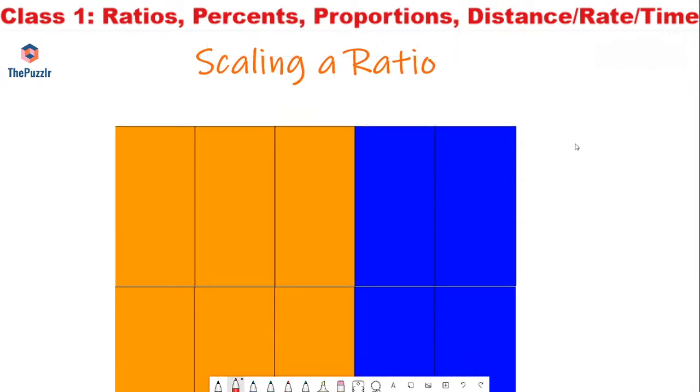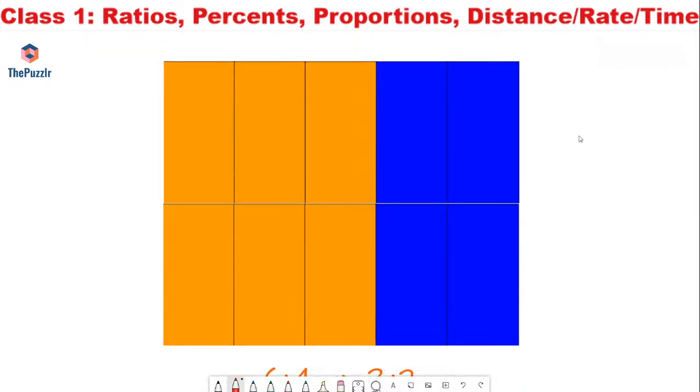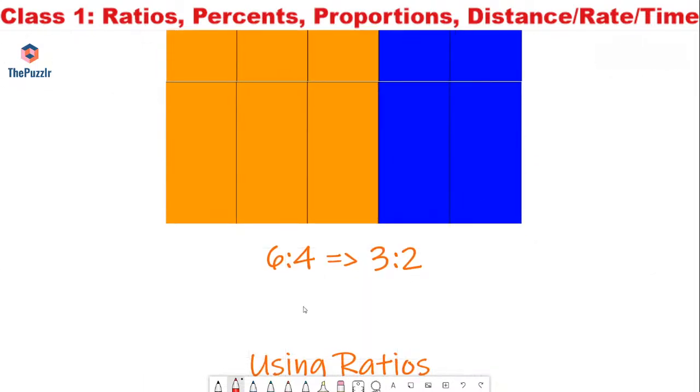Well, we can scale ratios, and that's very, very useful, as we'll see later on. This is the same ratio as before, 3:2. But what I did was I doubled each element. So now instead of having 3 orange rectangles, I have twice the number, 6 orange rectangles. And instead of having 2 blue rectangles, I have 4 blue rectangles. And that doubled my ratio.